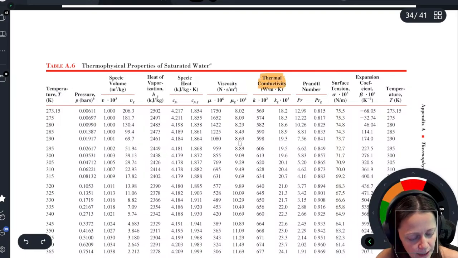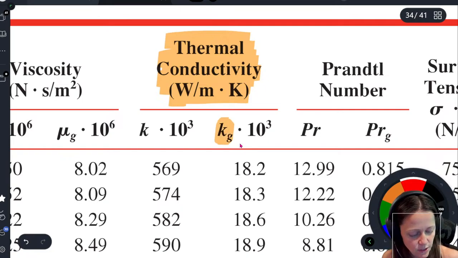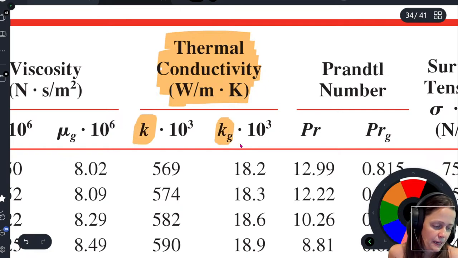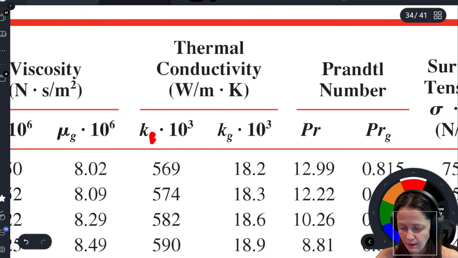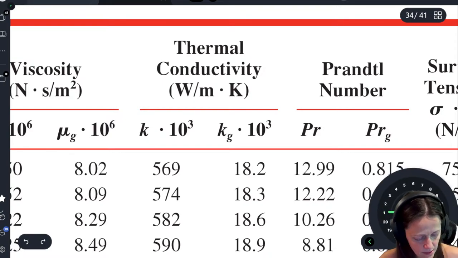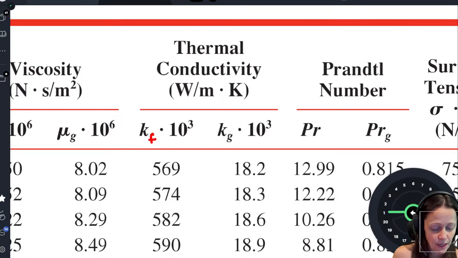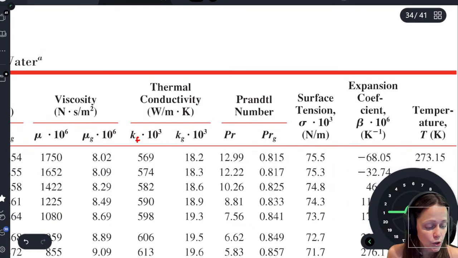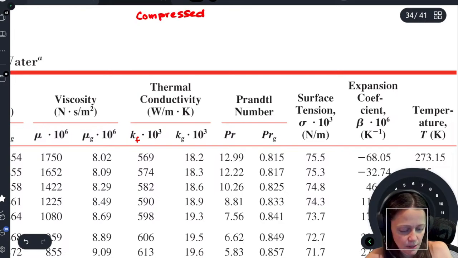So we do have thermal conductivity, and I'm going to zoom in real quick. You see that you've got k_g, and then you've got this k. While it doesn't have anything written there as a subscript, you can imagine that there's a k_f there, even though that's pretty horrendous. That's the column for the saturated liquid values. And you may also remember that in thermodynamics, you may have used compressed liquid approximations.